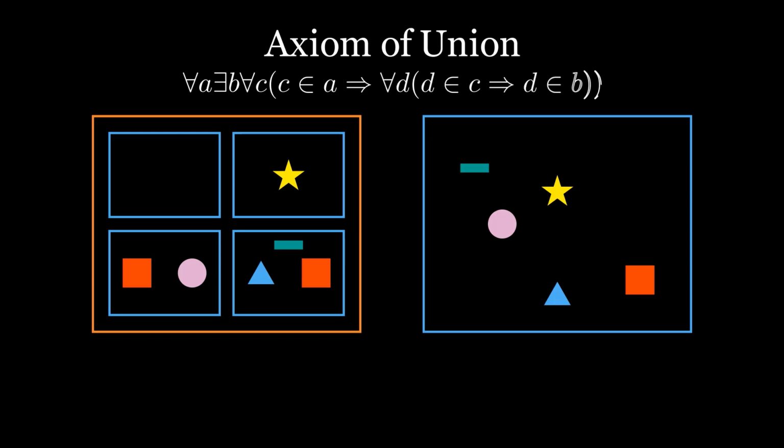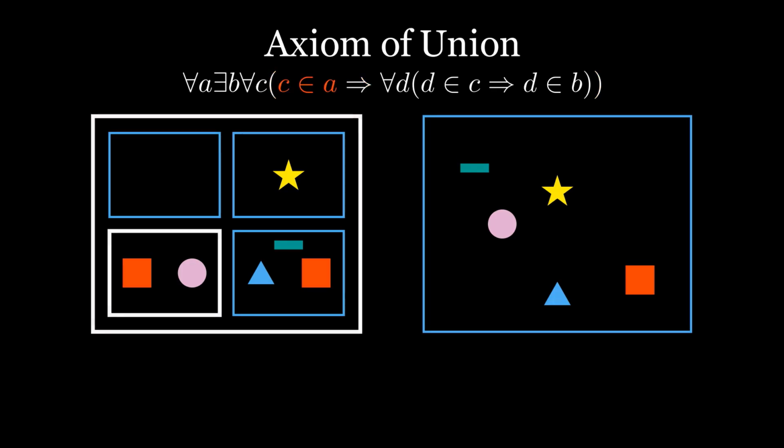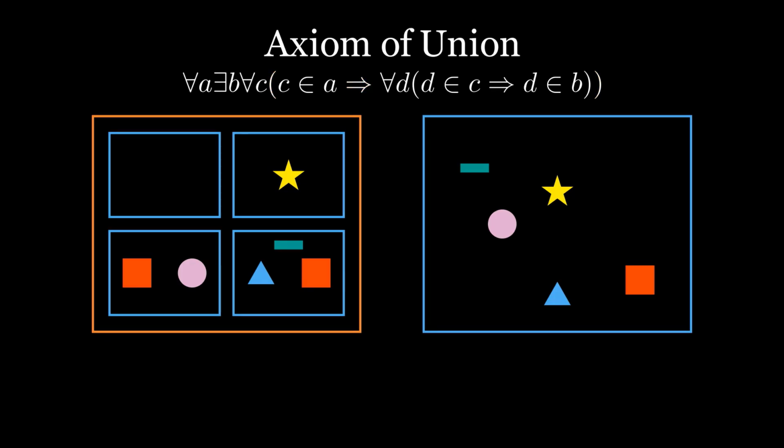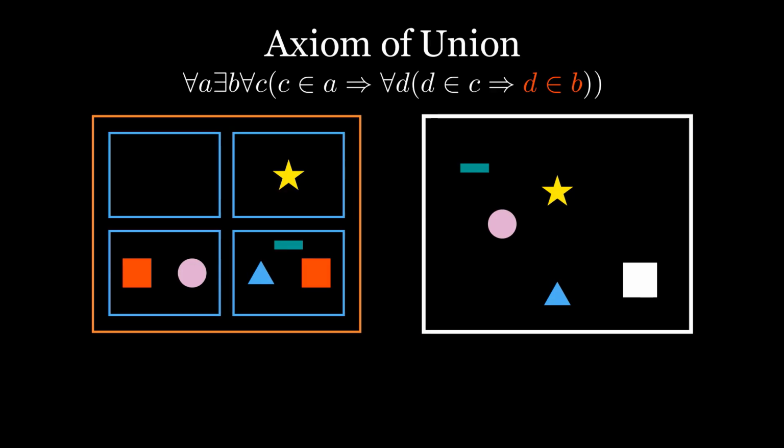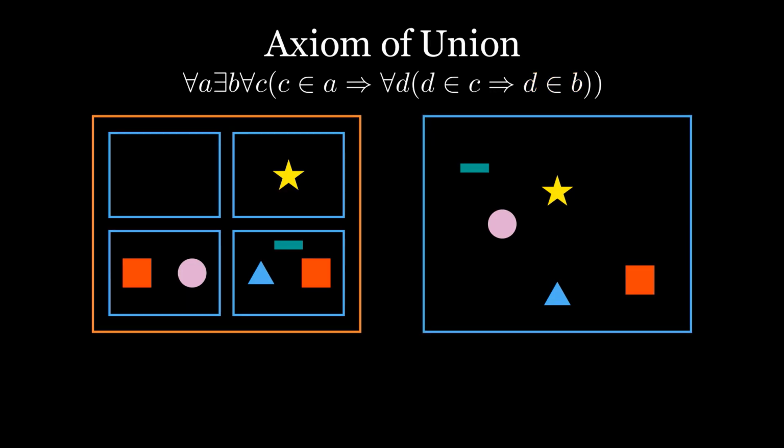Here's the formal statement. For every set A, there exists a set B, such that for every set C, if C is an element of A, then for all D, if D is an element of C, then D is an element of B. Note that as I've phrased it here, the set B might contain other elements besides just the contents of the sets in A. But another one of our rules will allow us to filter out the junk.